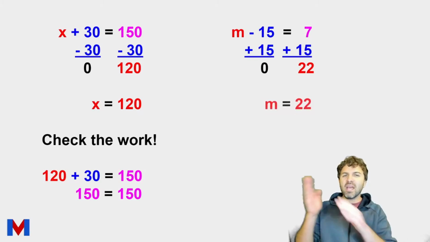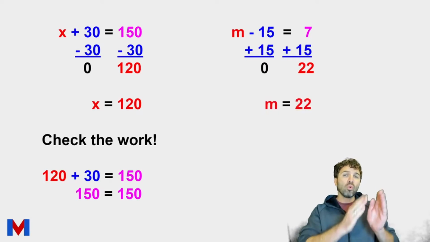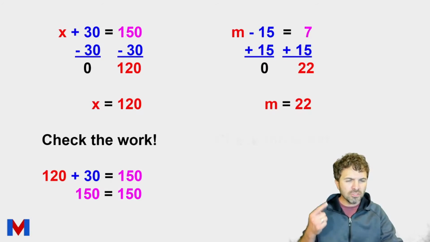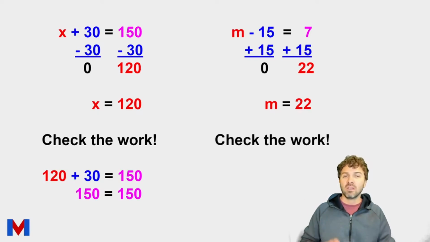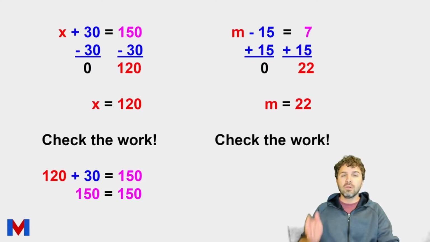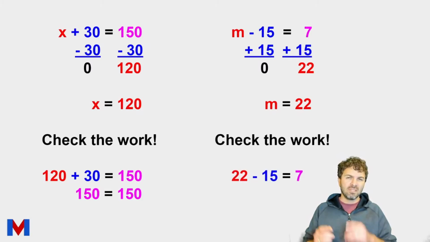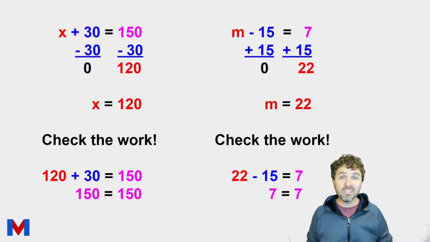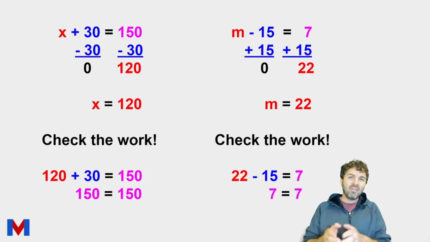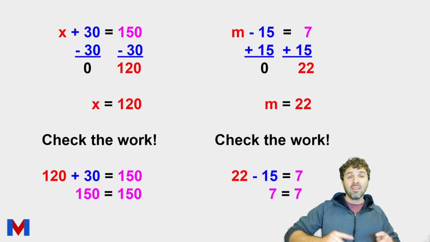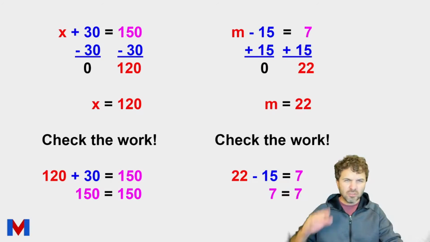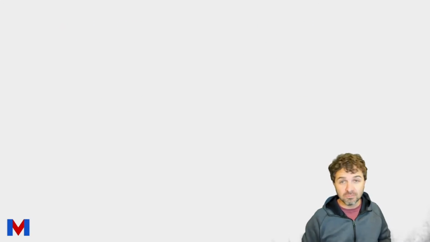So now on the left side we have m left over, and on the right side we have 22 left over. So we have m equals 22. Let's check our work just to make sure we didn't make a mistake somewhere. So we do 22 minus 15. Does that equal 7? Well, yes it does. So we found out that when m is 22, that original equation is true. All right, let's check out some multiplication and division equations.